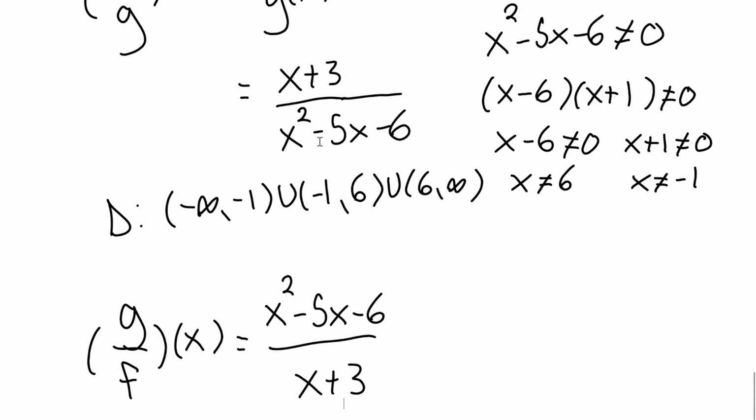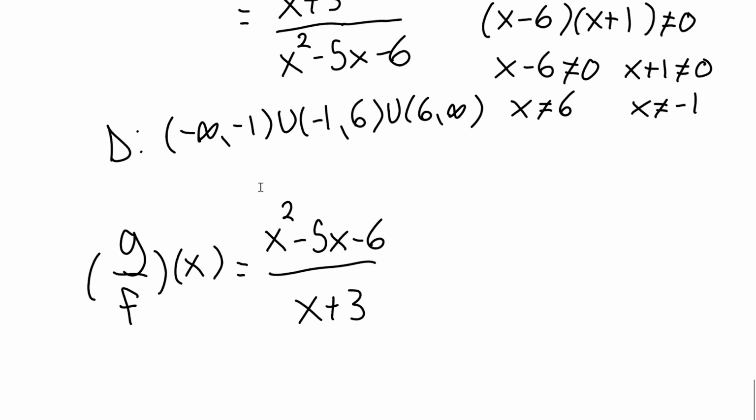Notice on this one, if we were to factor the bottom, we would have gotten x minus 6 times x plus 1. That doesn't cancel out with the x plus 3. So there was no simplifying to do. But sometimes one of those factors might cancel out, and then we can do that cancellation, and then we would have a simplified expression.